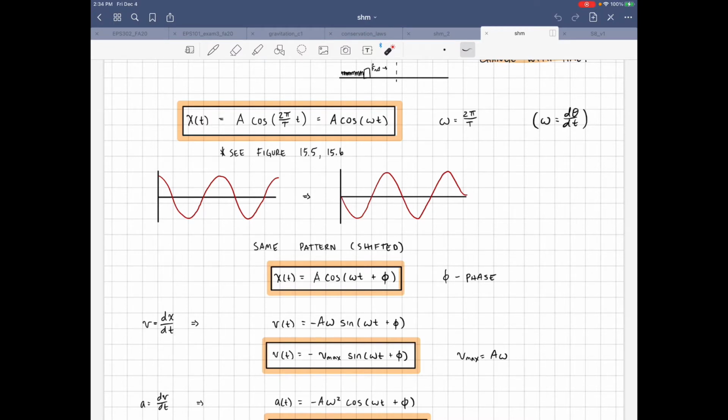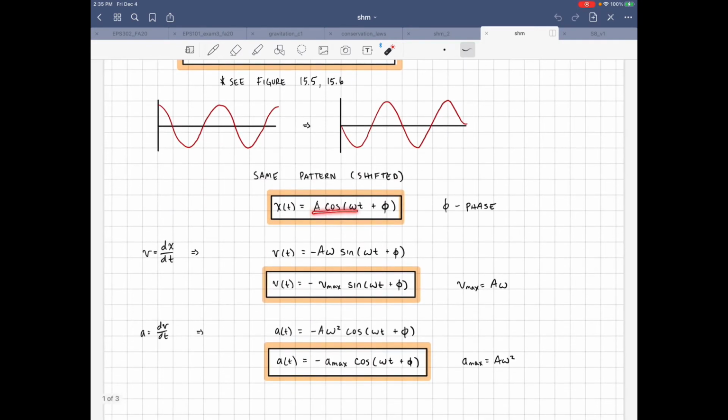And so adding a phase angle will just shift the curve left or right. So again, this is the position, and if we want the velocity of our object undergoing this motion, then we should just take the derivative with respect to time of our position function.